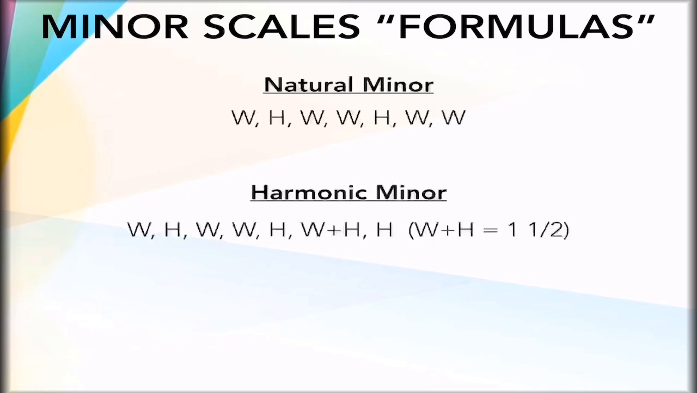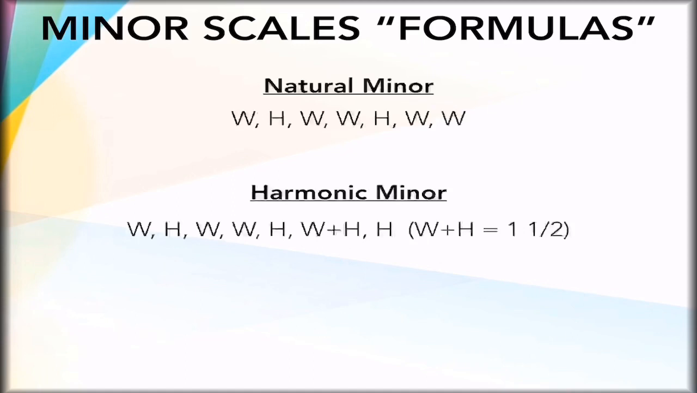Let's go ahead and review harmonic minor. We have whole step, half step, whole step, half step, whole step plus half step, ending with half step. The W plus H means that you're going to have a step and a half in that specific spacing, or a whole step plus a half step attached.